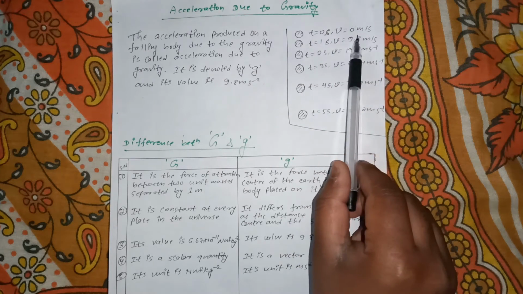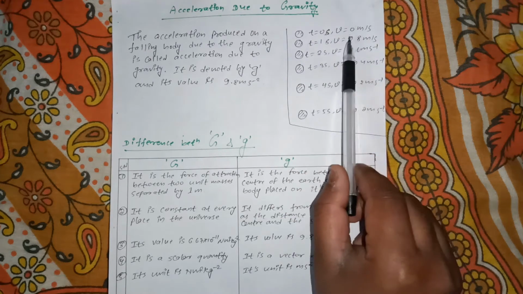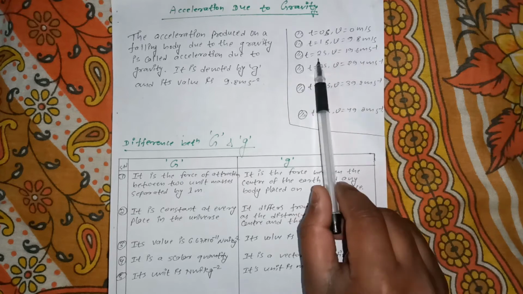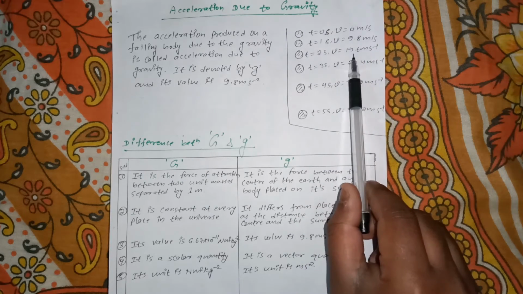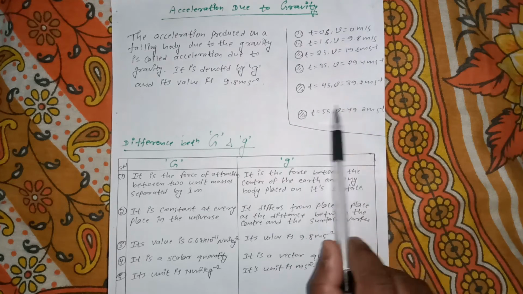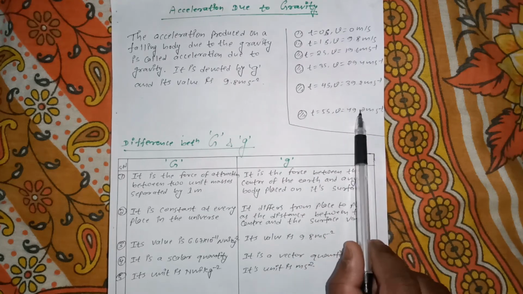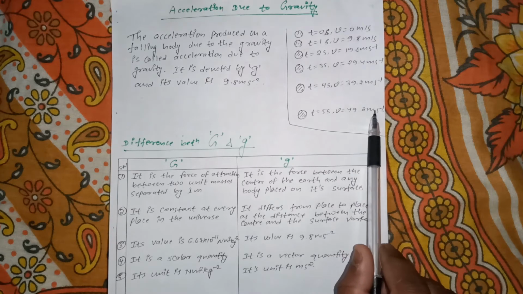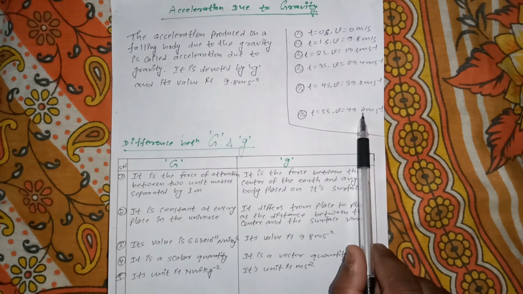Initially the velocity is 0. In the first second the velocity is 9.8 meter per second. In the second second the velocity increases and becomes 19.6 meter per second, and as the time increases, in the fifth second the velocity becomes 49.0 meter per second. So this is a very huge speed.